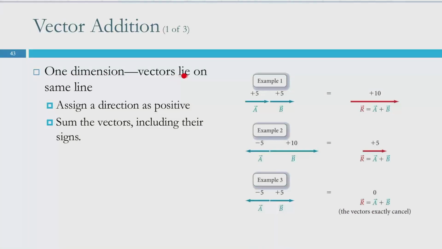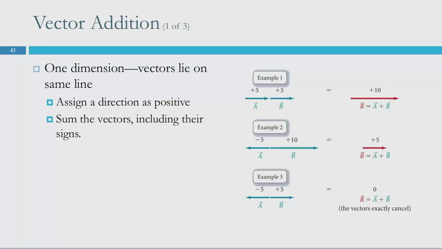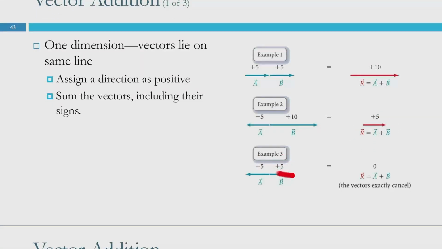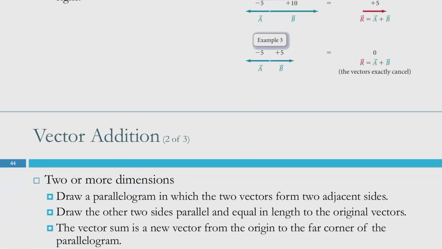Vectors in one dimension lie on the same line. You can assign a direction as positive, just arbitrarily, whatever direction you want. Probably you're assigning right to be positive and left to be negative. If you've got 2 arrows that are both pointing in the positive direction, to the right, and they're both +5, they add up. The total size is +10. It just adds up, whatever the length we've determined is. If you've got an arrow that's -5 and one that's +10, then that's an overall of +5. Simple addition. A -5 and a +5 are going to cancel out entirely.